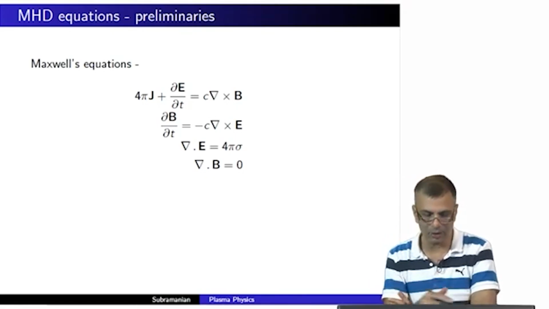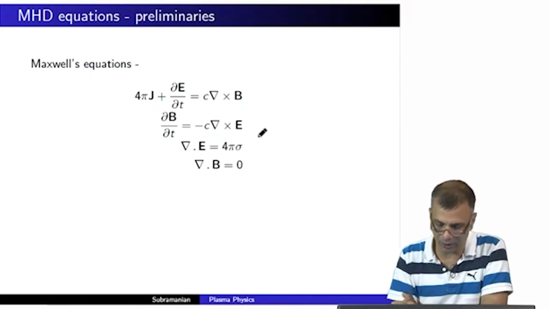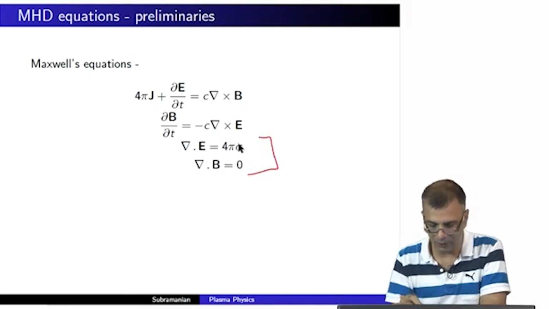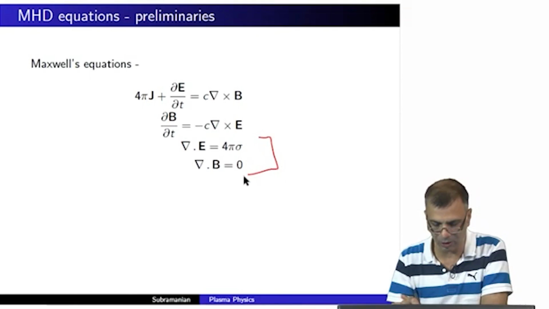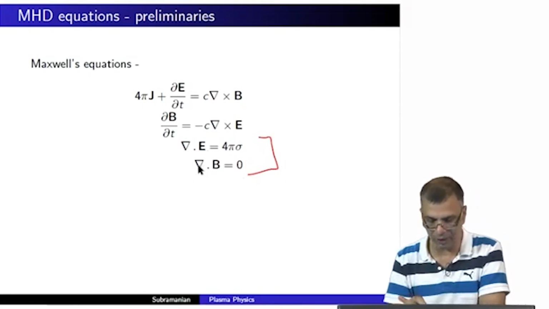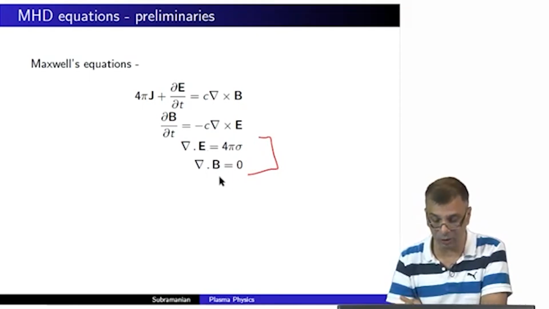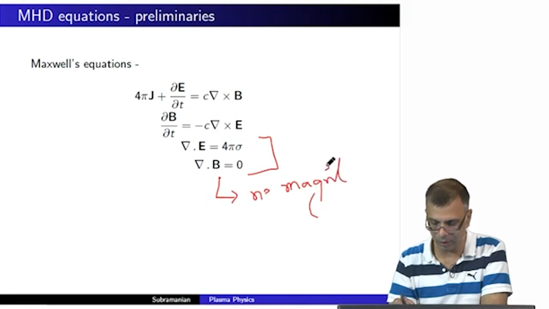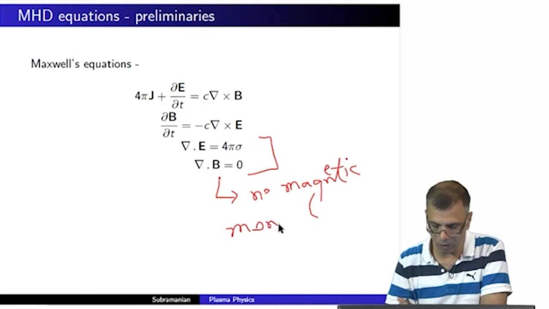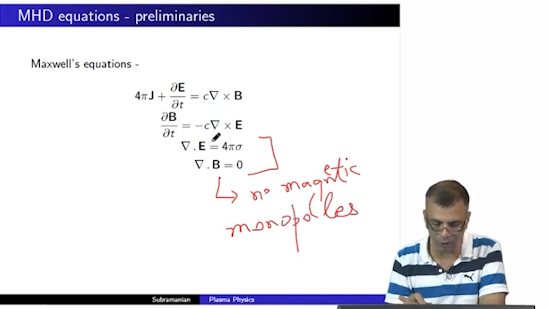And so these are the 4 Maxwell's equations, these are the 2 divergence equations. This is essentially saying that the divergence of B is 0, i.e. there are no magnetic monopoles, that is what this equation is saying. No magnetic monopoles, or magnetic field lines are always closed.